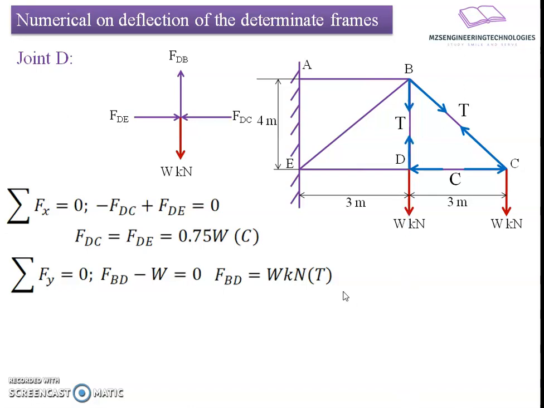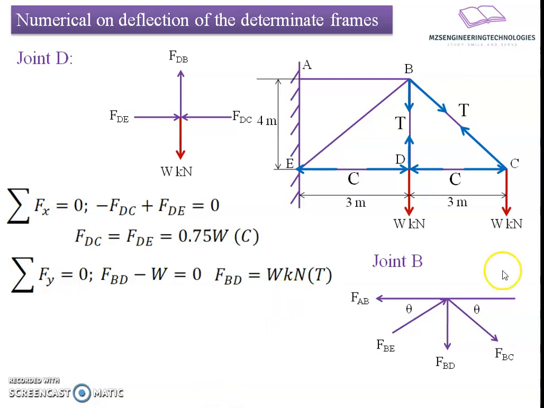This vector I will put on the diagram, showing the action in the member forces. Here the member forces will be tensile in nature in case of BD, whereas it will be compressive in nature in case of member DE. Now we'll move towards joint B, where there are four forces acting at the joint B: FAB, FBE, FBD, and FBC. Among these, FBC and FBD have been evaluated by us in previous cases, where the unknowns are only FBE and FAB.